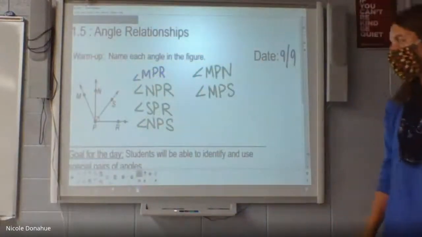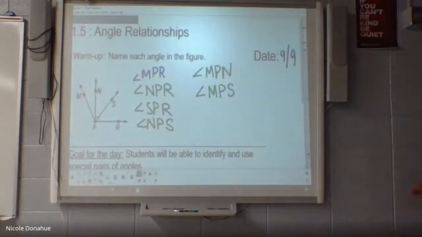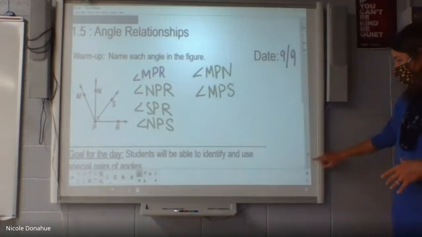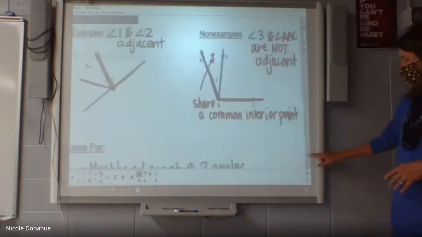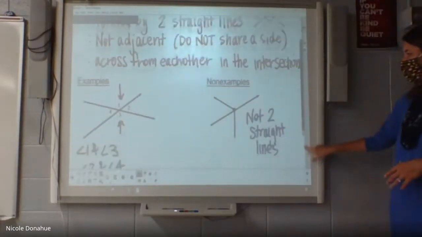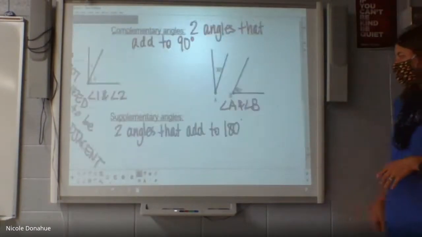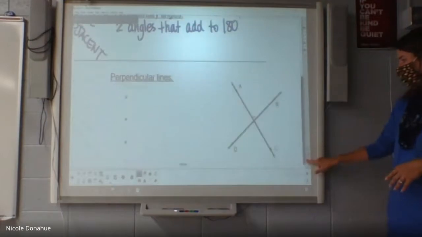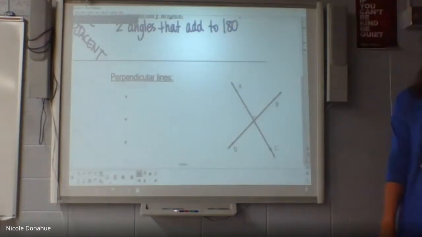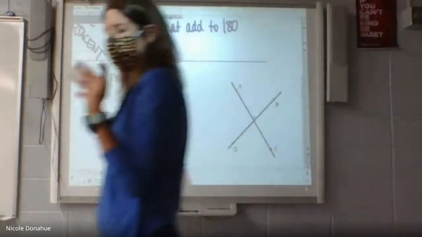So we're continuing on with our 1.5 notes. We're going to skip ahead back to where we left off last time, which I think was perpendicular lines. We never defined those. So it's on the bottom of the back side of the one page.